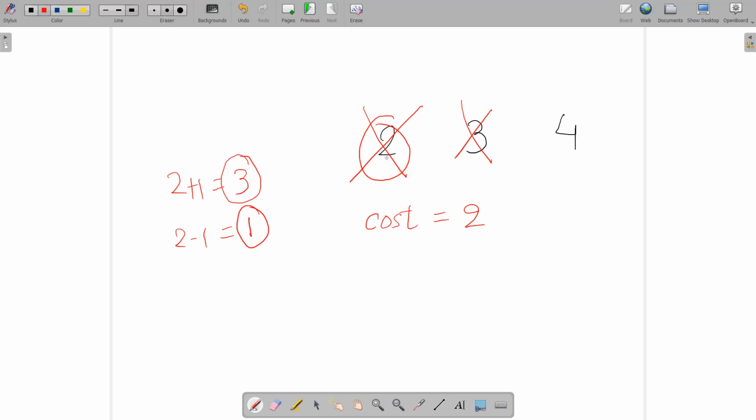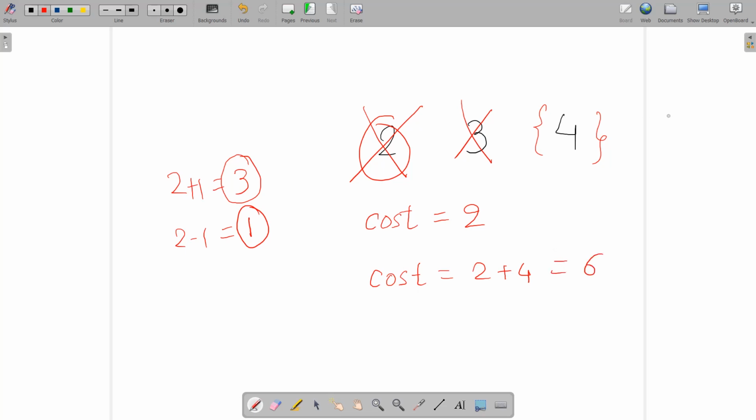So 3 is discarded and 1 is not present in the array, so we will leave it as it is. So the only element left is 4. So in the next operation my cost would become 2 plus 4 because I am going to choose 4. So my cost would become 6. This is the maximum number of points we can get.